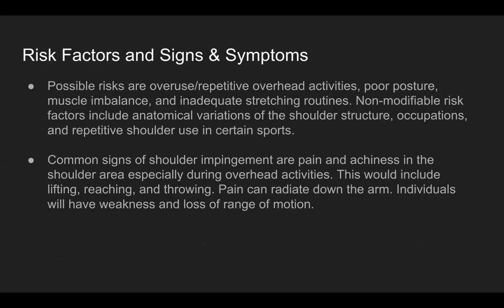Okay, and then some risk factors and signs and symptoms. So possible risks are overuse and repetitive overhead activities, poor posture, muscle imbalance, and inadequate stretching routines. And some non-modifiable risk factors include anatomical variations of the shoulder structure, occupation, and repetitive shoulder use in certain sports. And then common signs of shoulder impingement are pain and achiness in the shoulder area, especially during overhead activities. This would include such things as lifting, reaching, and throwing. Pain can radiate down the arm, and individuals will have weakness and loss of range of motion.